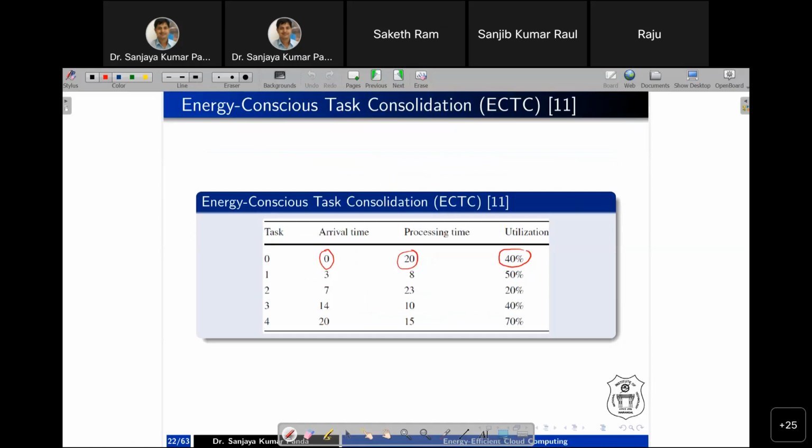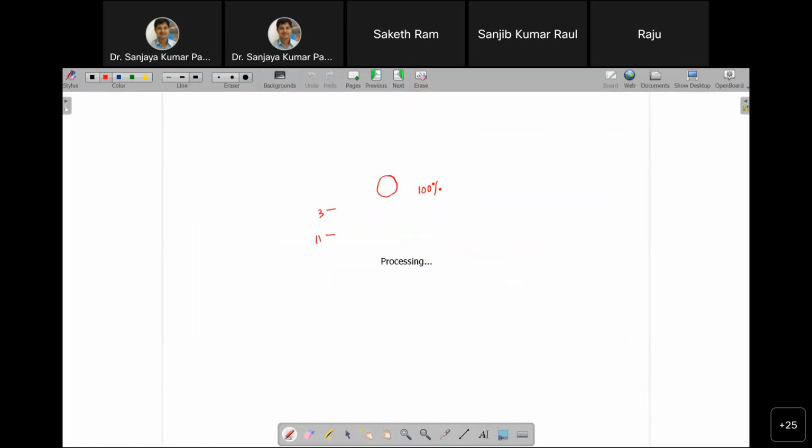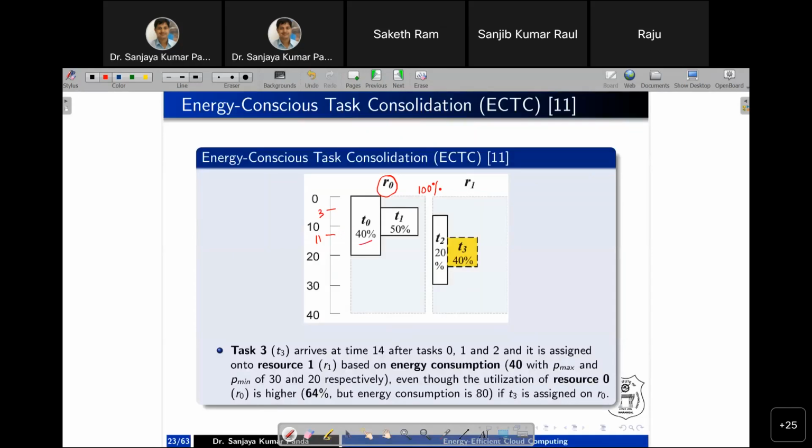T2 is asking the time in between 7 to 23. 7 to 23 means 7 plus 23. So from 7 to 30, the utilization is 20%. Okay, so if I am going to assign it to resource R0, then what will happen? 40% plus 50% plus 20% is going to exceed your 100%. It is 110%, right? So it is not possible to assign T2 to resource R0.